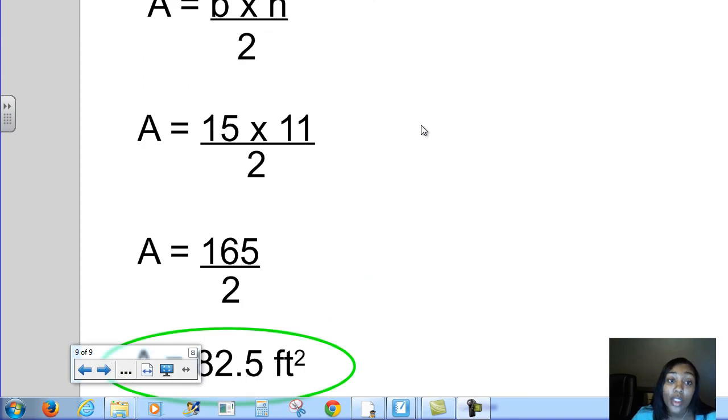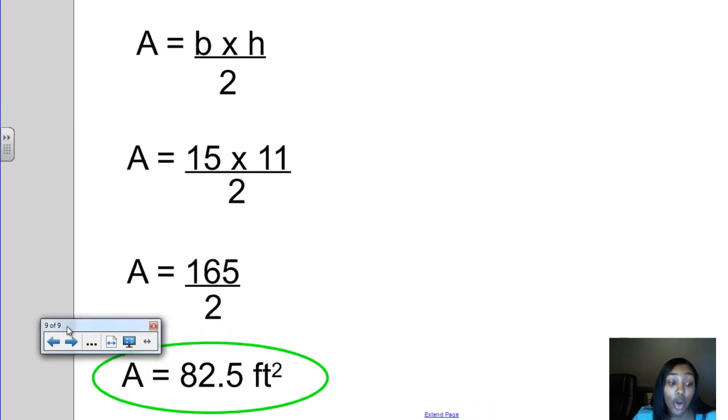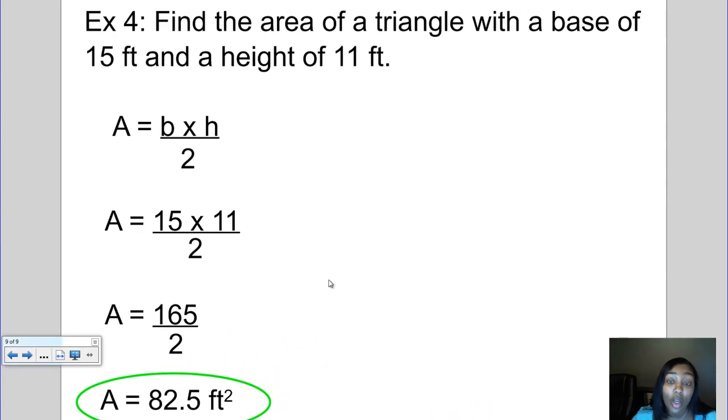Our final example, we don't have a picture, and you're not always going to get a picture when you're trying to find the area of a triangle. Sometimes they'll tell you in word form the base and the height. So in this example, it says find the area of a triangle with a base of 15 feet and a height of 11 feet. Well, now that you know the base and the height, you can simply plug it into the formula. And the formula is still base times height divided by 2.